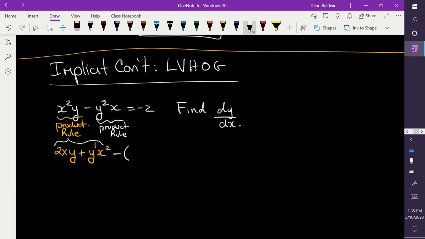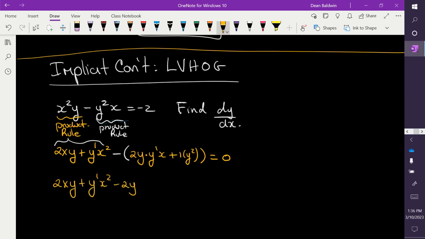Okay, so now we do the exact same thing. Product rule says derivative of the first function. What's the derivative of y squared with respect to x? 2y times y primed times the other function, which is x, plus the derivative of x with respect to x, 1, times the other function, which is y squared, equals 0, because the derivative of any constant is 0. Okay, calculus is over now. Now we've got to clean this up. So that negative is going to get distributed in: 2xy, y primed x squared, plus y squared equals 0.